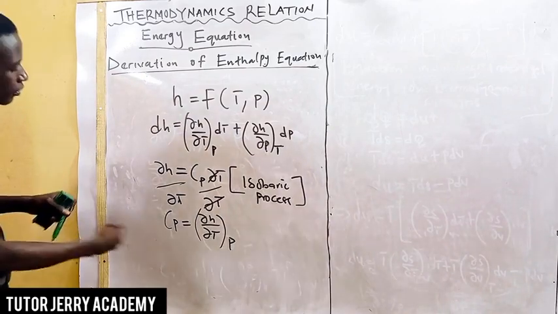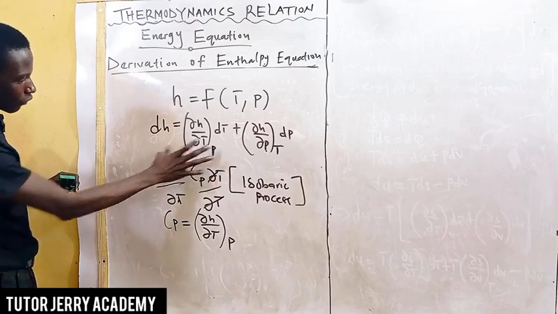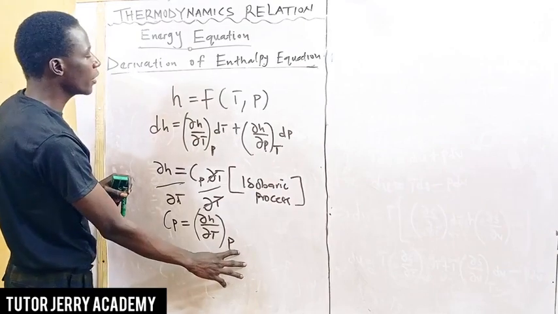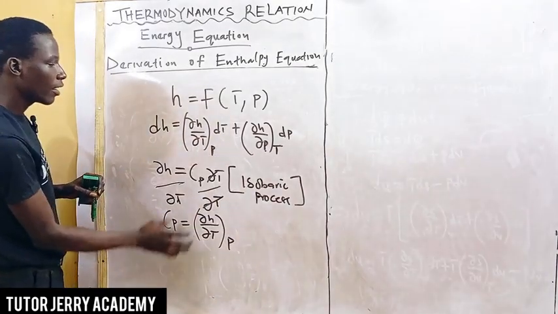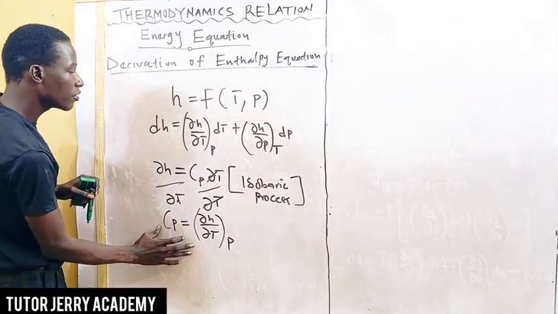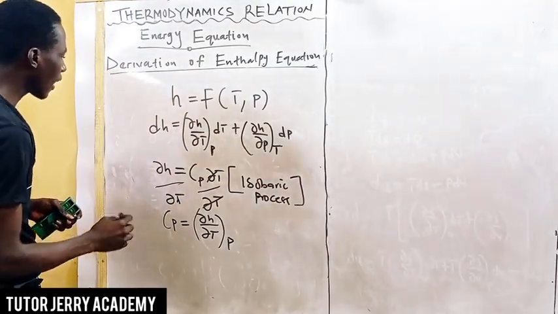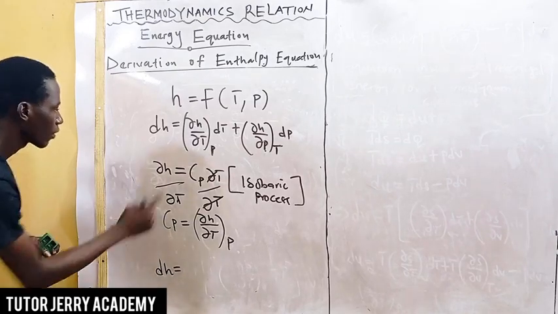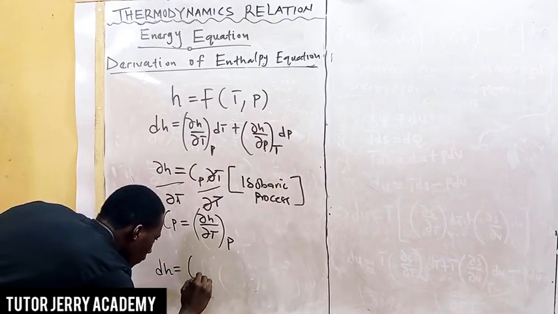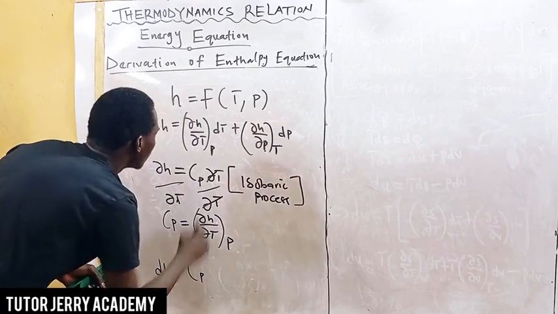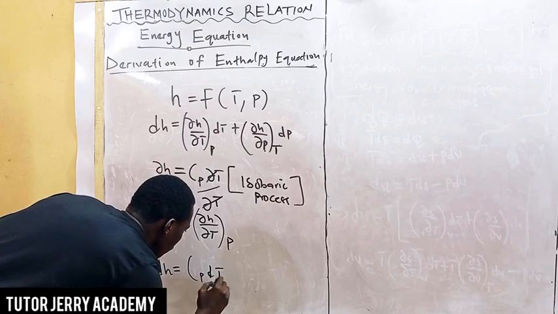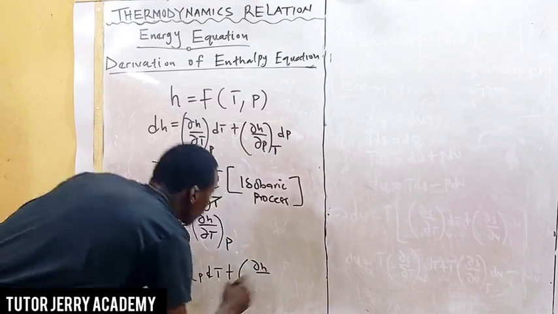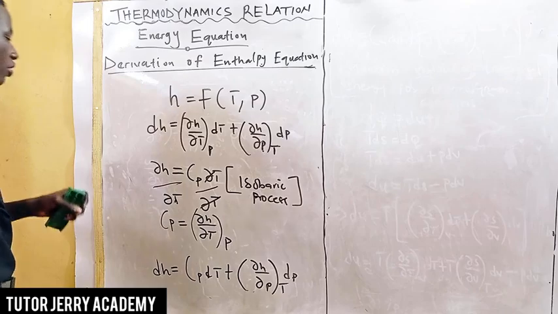We are going to substitute Cp in this equation, because the partial derivative of H over the partial derivative of T, keeping P constant, is equal to Cp. If we do that, dH will be equal to Cp dT plus the partial derivative of H over the partial derivative of P, keeping T constant, dP. So this is what we have.